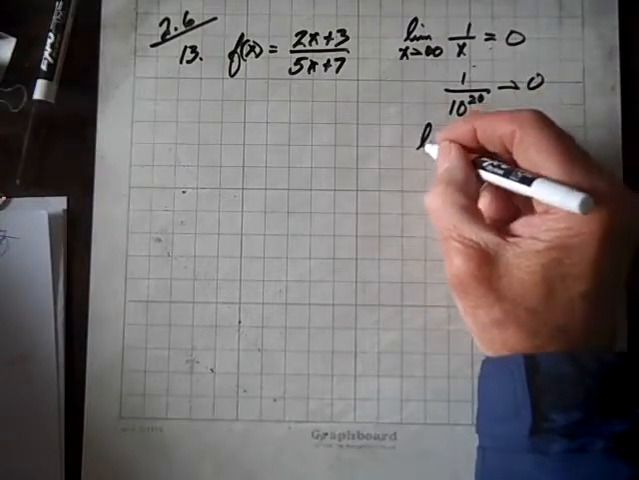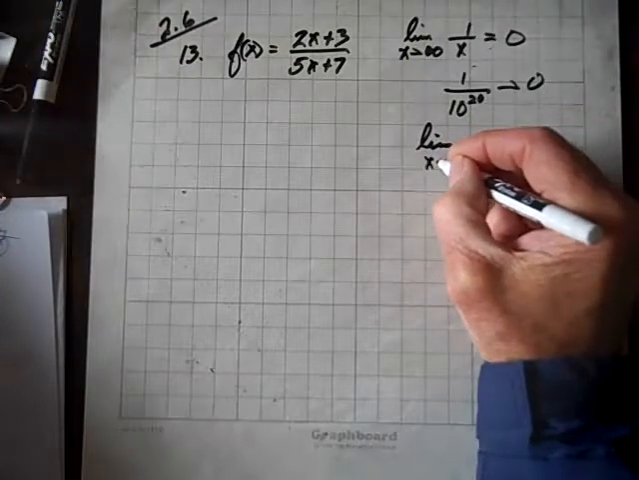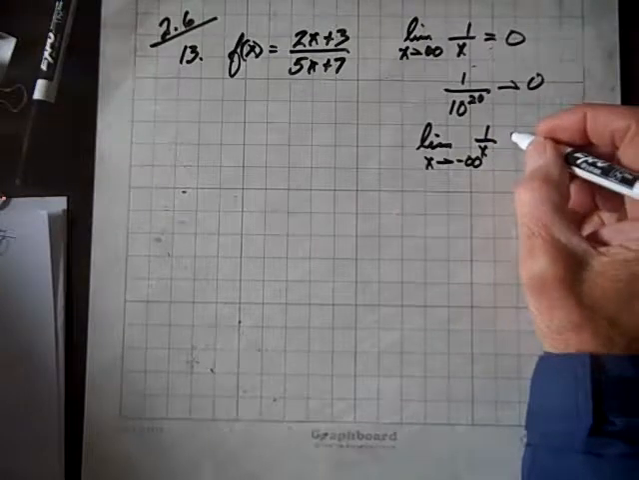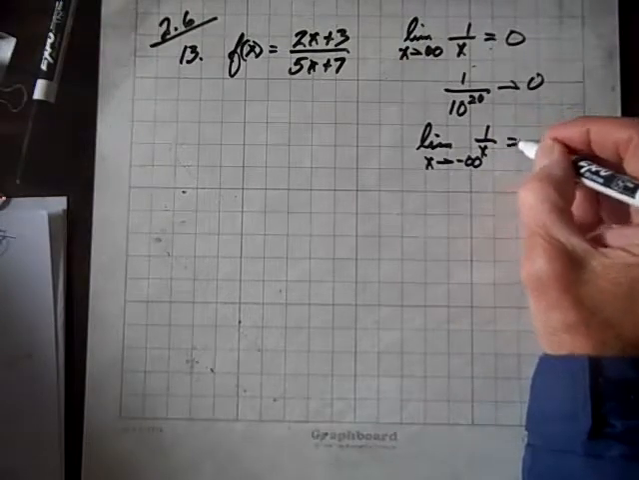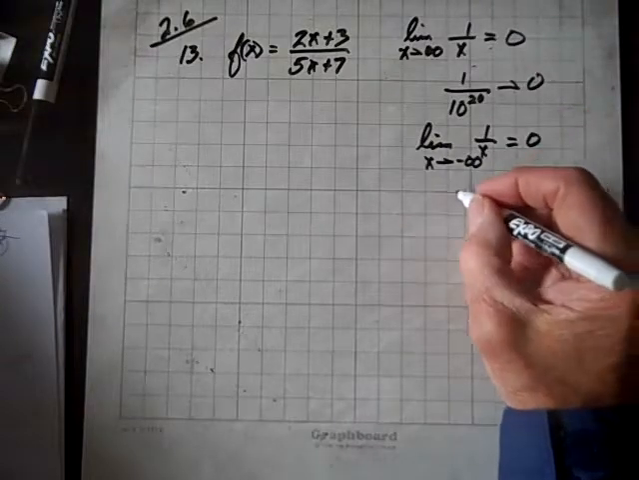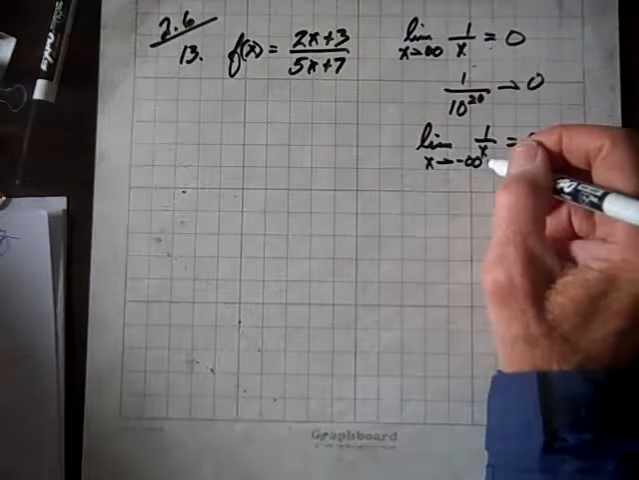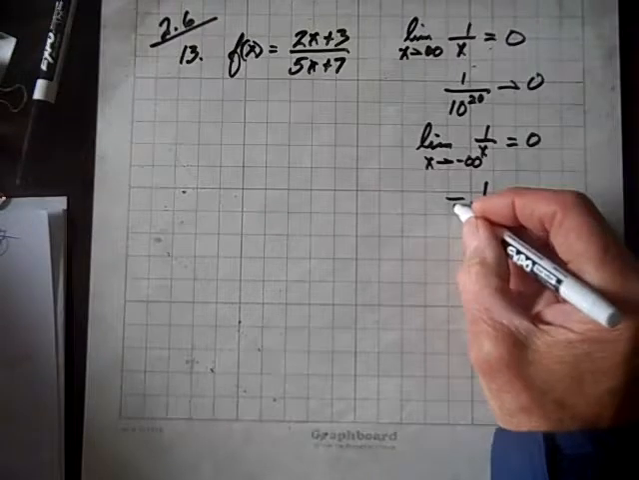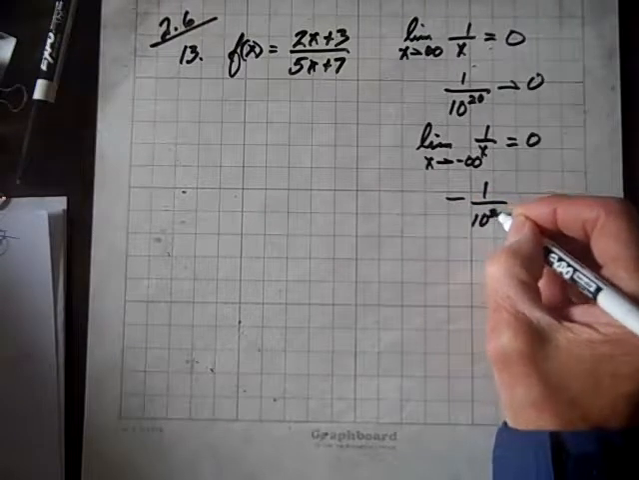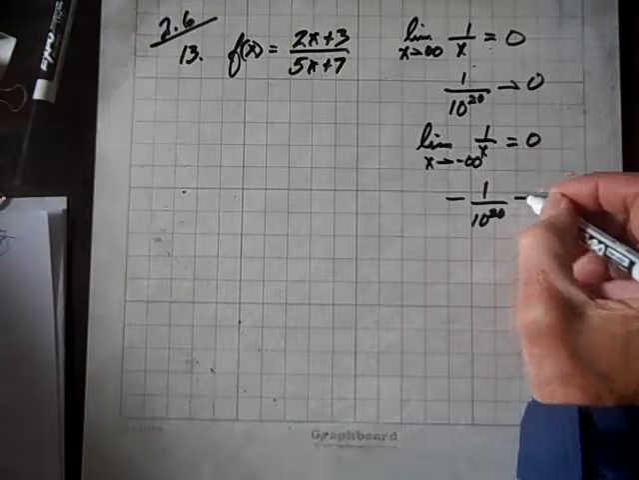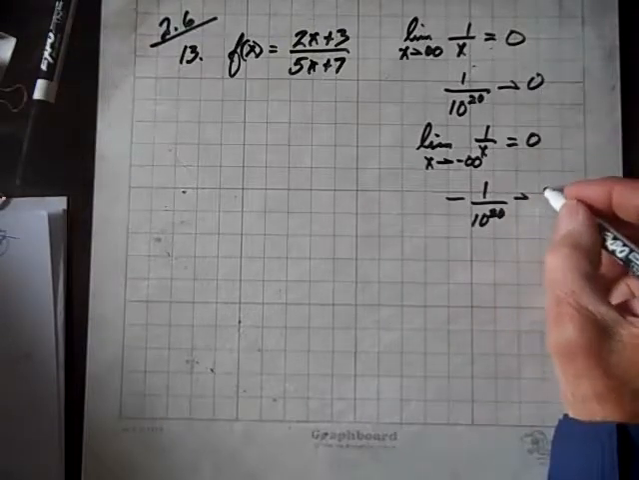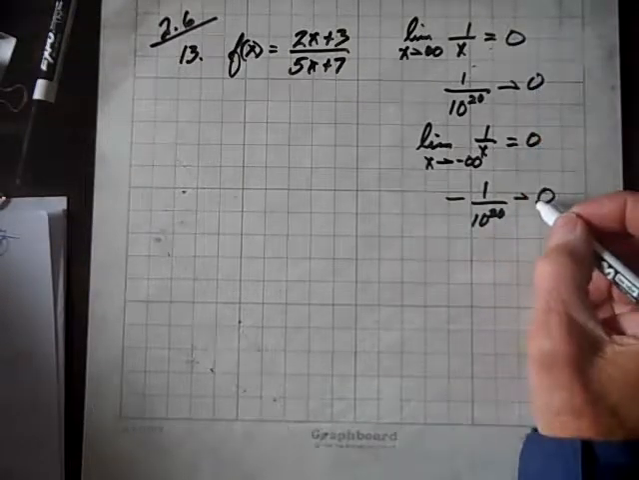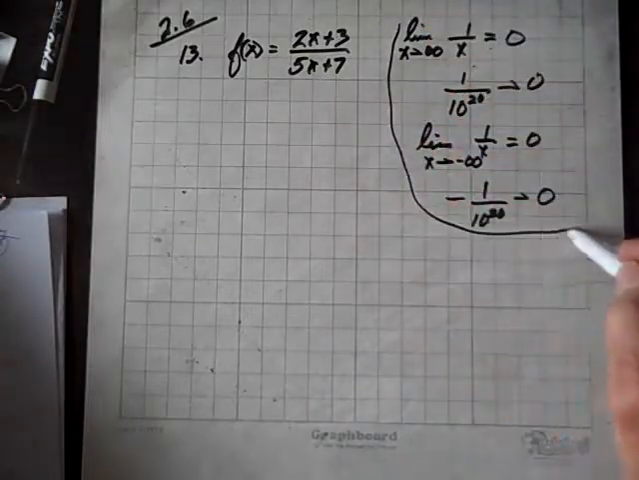Okay, what if we look at the limit as x goes to negative infinity of 1 over x? Well, I'm going to claim that's going to be 0 also, because we're just talking about on the way to negative infinity, and we never get there. We'll stop by negative 1 over 10 to the 20th, which is darn close to negative 0, which is still 0, isn't it? This doesn't equal 0, but it's darn approaching it.